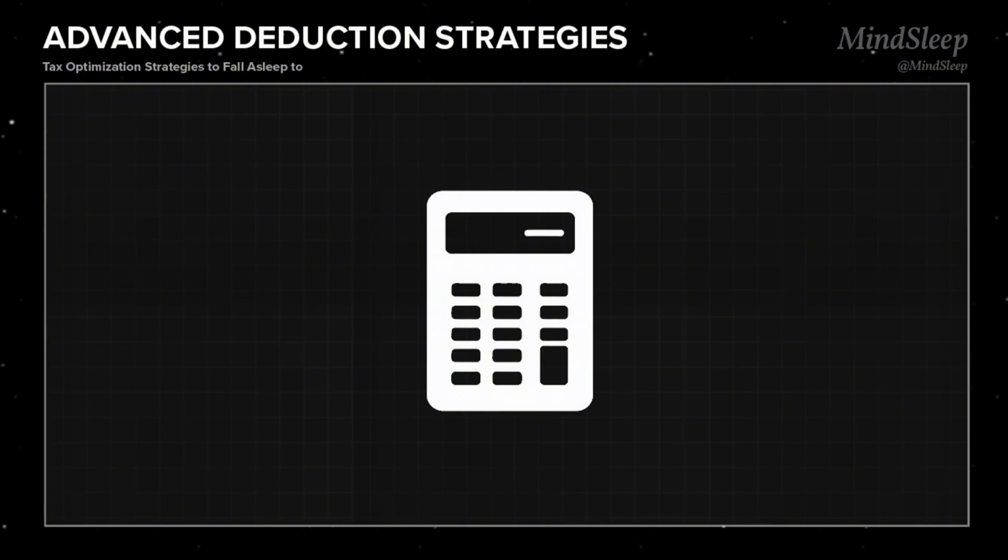This philosophical perspective raises intriguing questions about the nature of taxation and individual financial responsibility. Are we, as taxpayers, obligated to pay the maximum amount possible? Or is it our right to minimize our tax burden within the bounds of the law? How do these advanced strategies impact overall economic efficiency and equity?